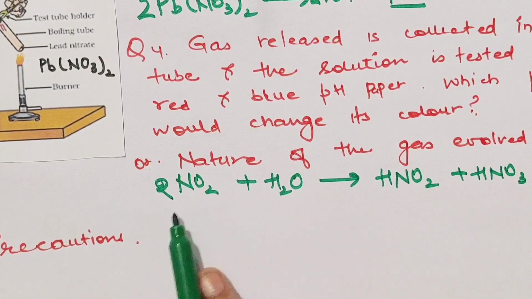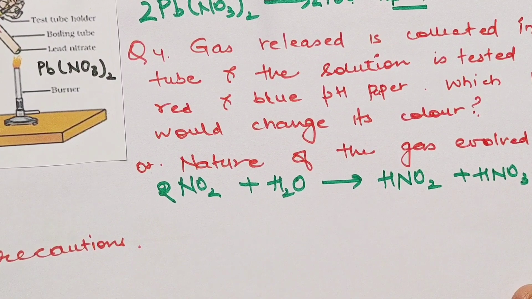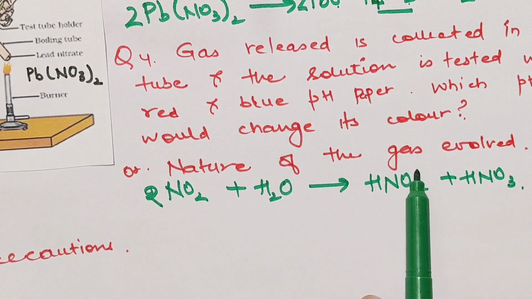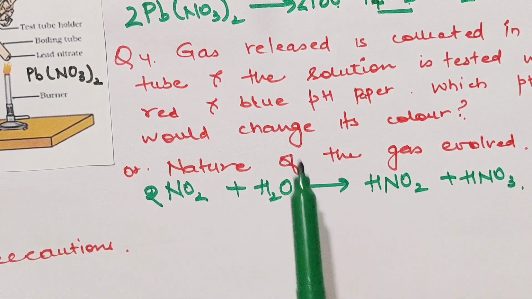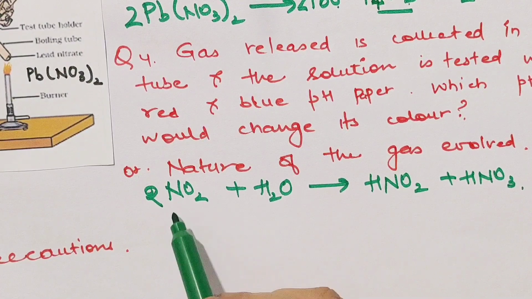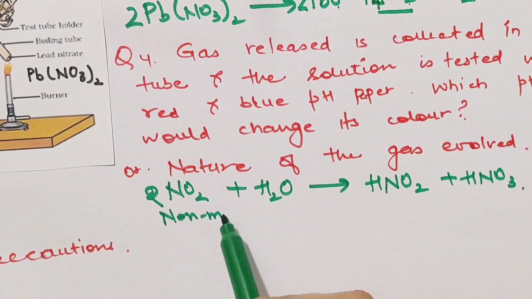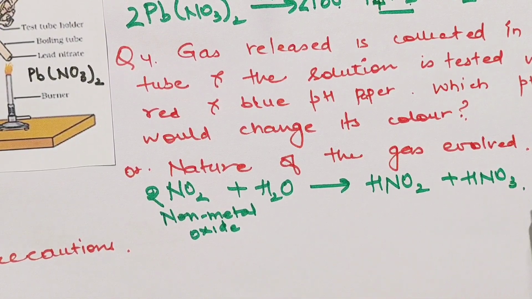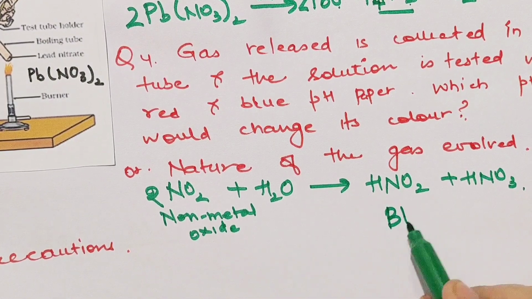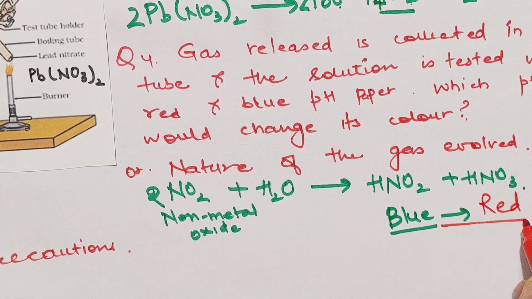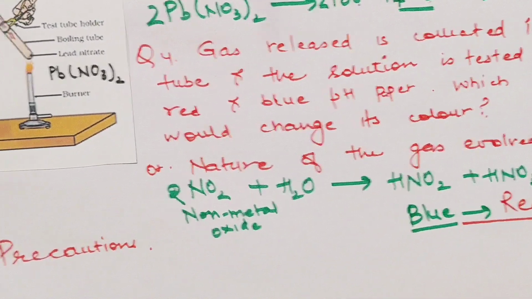Now, balanced, this reaction takes place. You don't have to write the reaction because it's not in your book, and the question doesn't require you to write the reaction. This is just extra information. You can very well answer the question by the observation that nitrogen dioxide again is a non-metal oxide. Non-metal oxides, when dissolved in water, give acids. So it would turn the blue litmus paper to red. So that would be your answer.